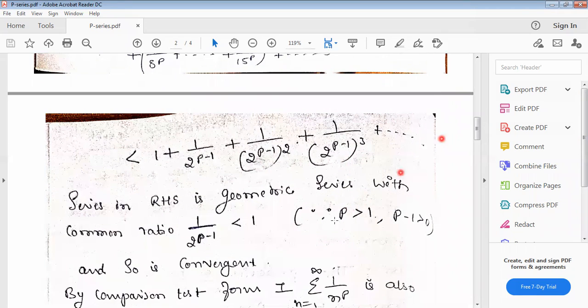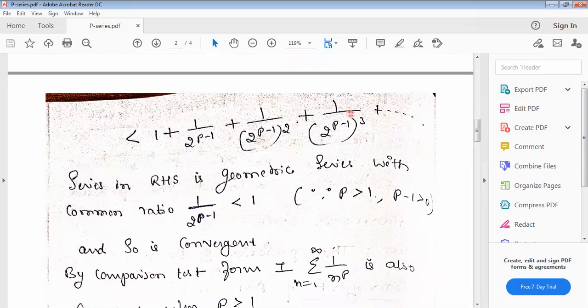Now, clearly, you can see that the series in the RHS is nothing but a geometric series, and here you can see that the common ratio is 1 over 2 power p minus 1. And since p is greater than 1, p minus 1 is greater than 0, and so 1 by 2 power p minus 1 is obviously less than 1. So the series in RHS is a geometric series with common ratio less than 1. We know that if r is less than 1, the geometric series is convergent. So the series in RHS is convergent.